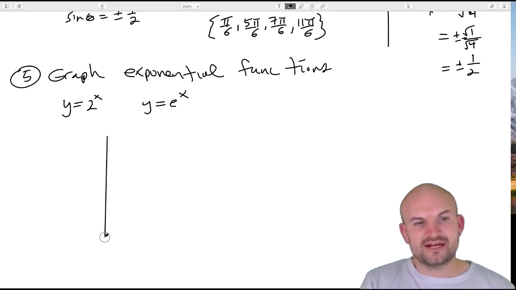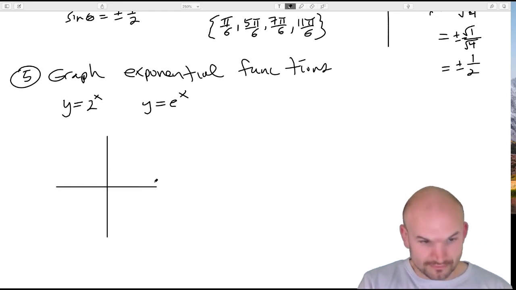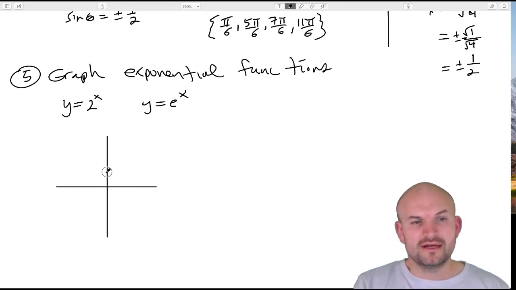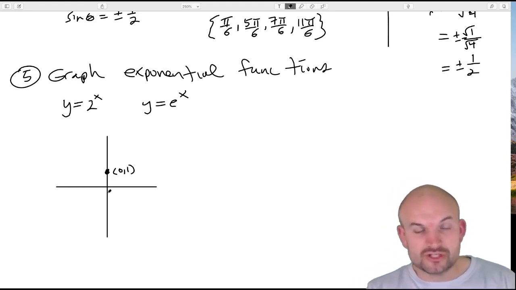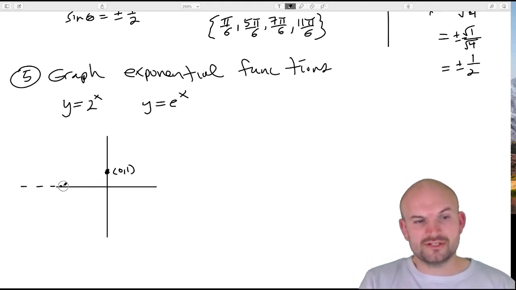So now, obviously, these are not the exact same graph. They do obviously have a different growth, but their graphs are going to look very, very similar to each other. And really the main thing that I think is most important about graphing an exponential function is that, one, you're going to have the y-intercept at (0, 1). And then also you have this horizontal asymptote at y equals 0.